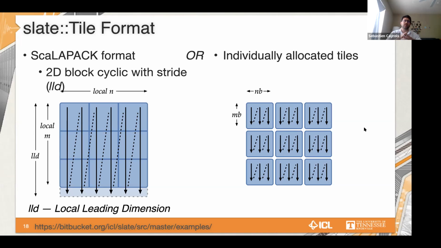On the other side, you can have tiles that you allocate individually. So here you have 9 tiles, where for each tile, the memory is contiguous, and you have NB rows and NB columns. Those have advantages. For example, one advantage of the right approach is that when you want to send a tile, the memory is contiguous. So you do one send and you don't need to unpack your data. So it's good.